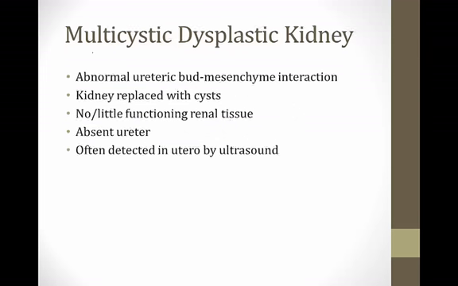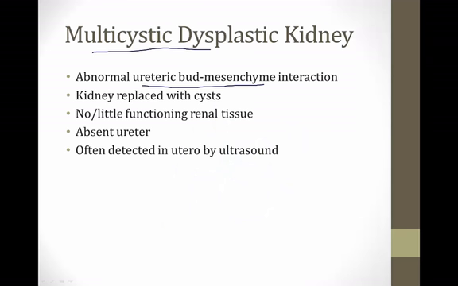So first we'll talk about multicystic dysplastic kidney, and this is something that happens to the developing fetus when there's an abnormal interaction between the ureteric bud and the mesenchyme. So let's talk about what I mean by that. In the developing fetus, there's a structure called the metanephric duct, and it gives off a little structure called the ureteric bud. And out here there's tissue called mesenchyme, and the ureteric bud interacts with the mesenchyme and it's going to form the kidney. And this interaction is essential for normal formation of the kidney.